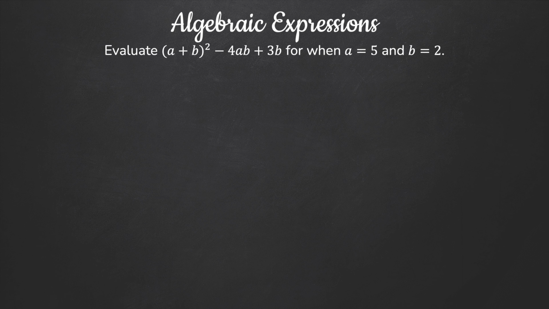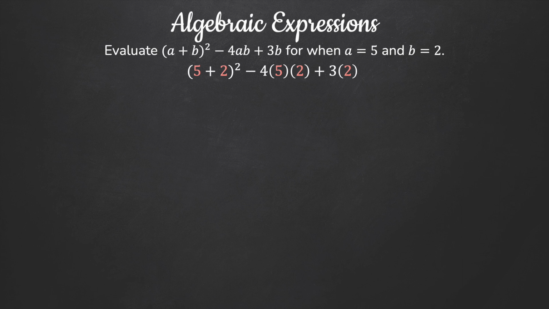Here we have evaluate (a + b)² − 4ab + 3b for when a is equal to 5 and b is equal to 2. The first thing we want to do here is substitute our variables for their known values. That means wherever we see an a, we're going to substitute with 5, and wherever we see a b, we're going to substitute with 2.